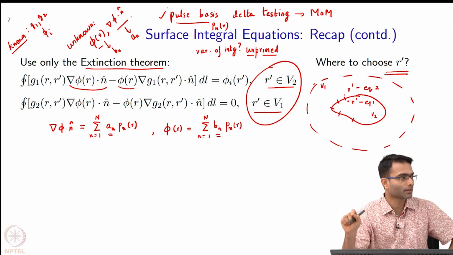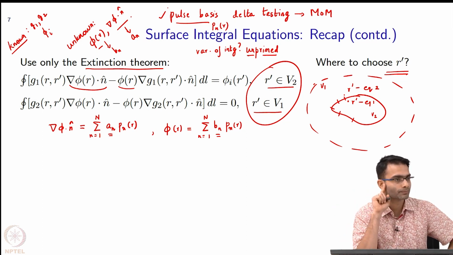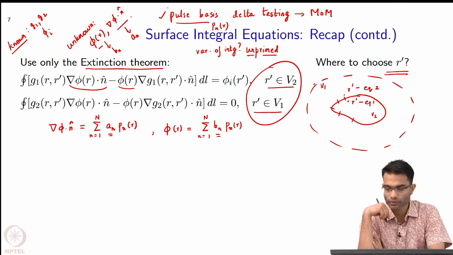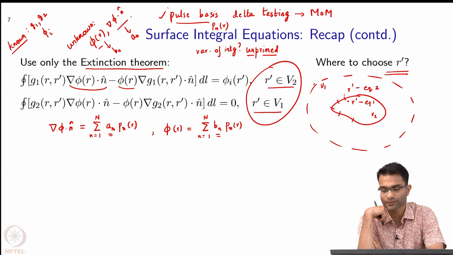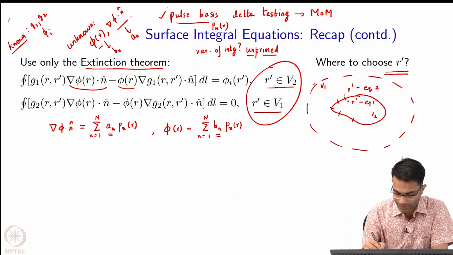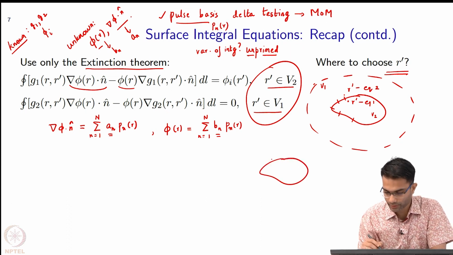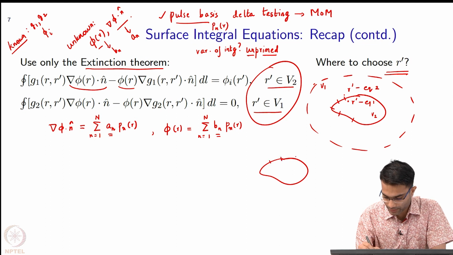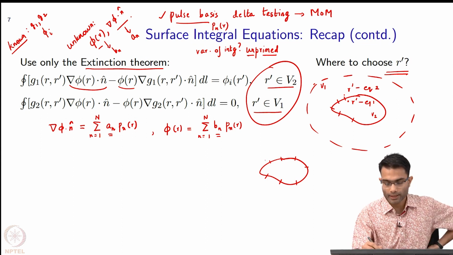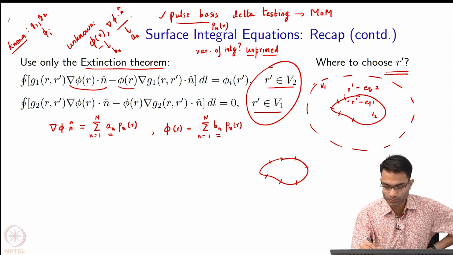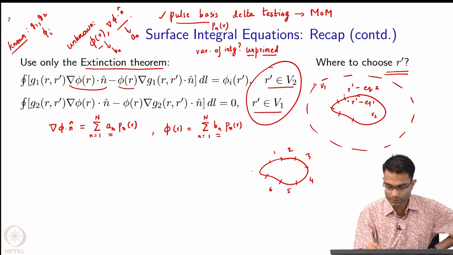Where should I place my testing function? So what should we do? I mean, it's not very complicated. Look at the constraint: r prime for the first equation can be anywhere in V2, right? So let's take one case over here, this is my V2, and there are various N segments over here like this, and it's up to me where I choose these points. So how many segments are there? 1, 2, 3, 4, 5, 6, 7 segments.